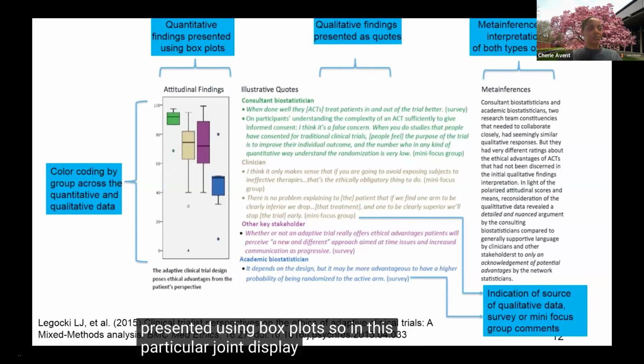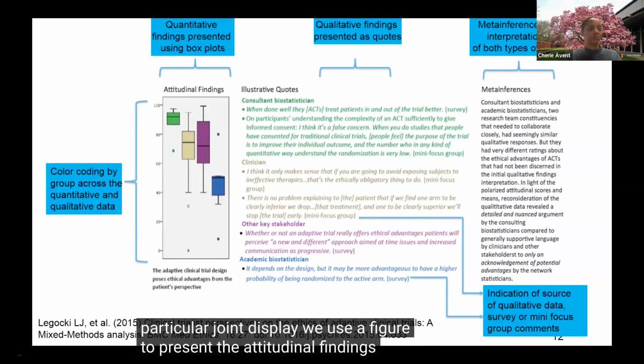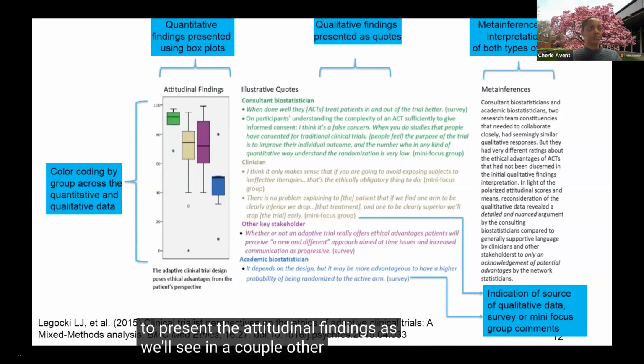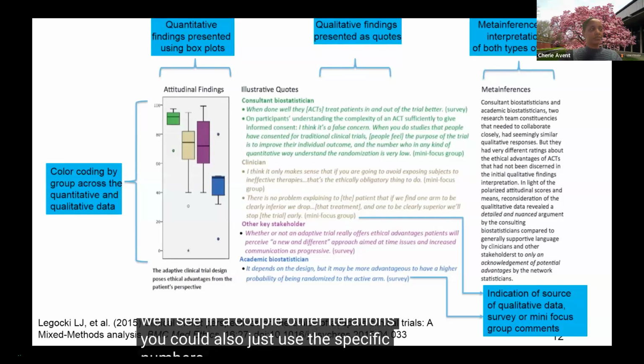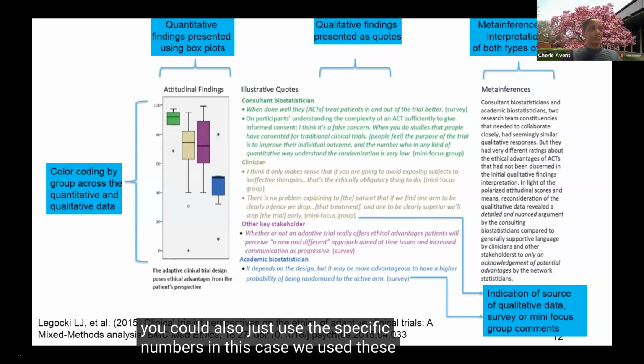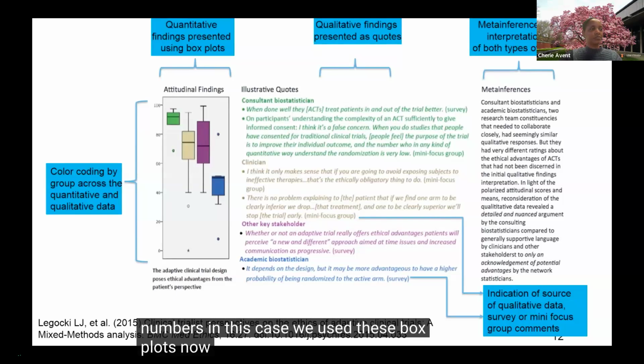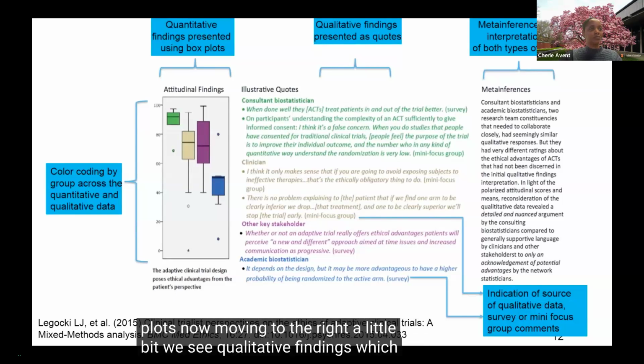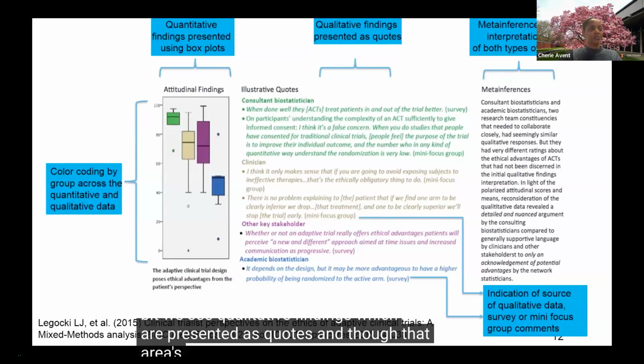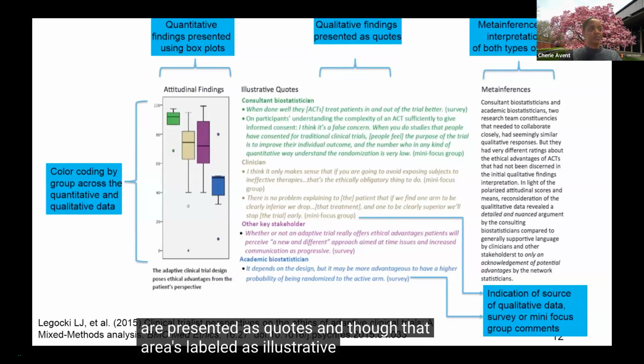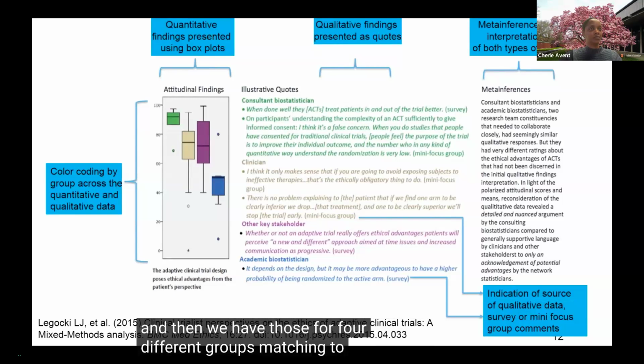So in this particular joint display, we used a figure to present the attitudinal findings. As we'll see in a couple other iterations, you could also just use the specific numbers. In this case, we used these box plots. Now moving to the right a little bit, we see qualitative findings, which are presented as quotes, and that area is labeled as illustrative quotes. And then we have those four different groups matching to each of those lines from the attitudinal findings.